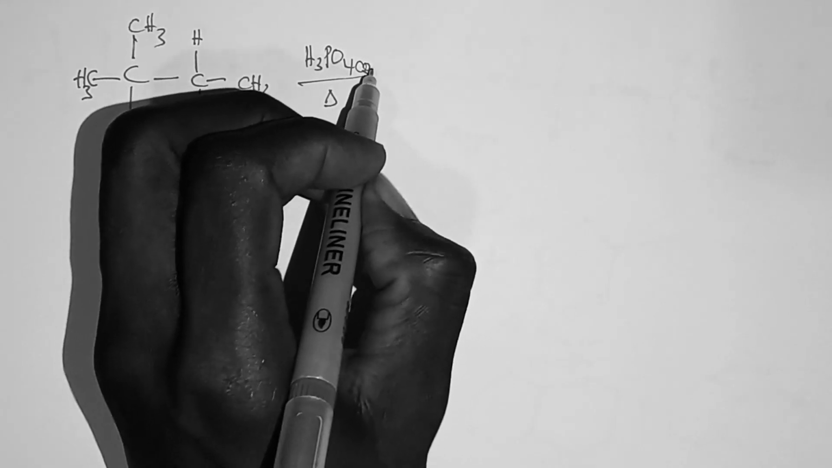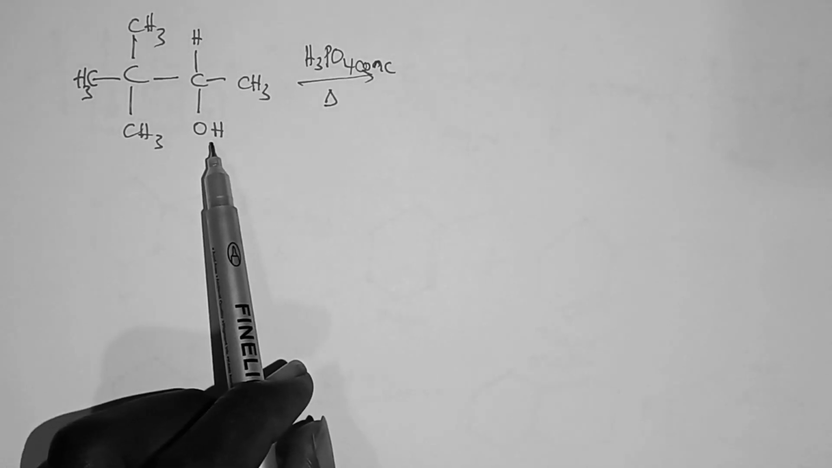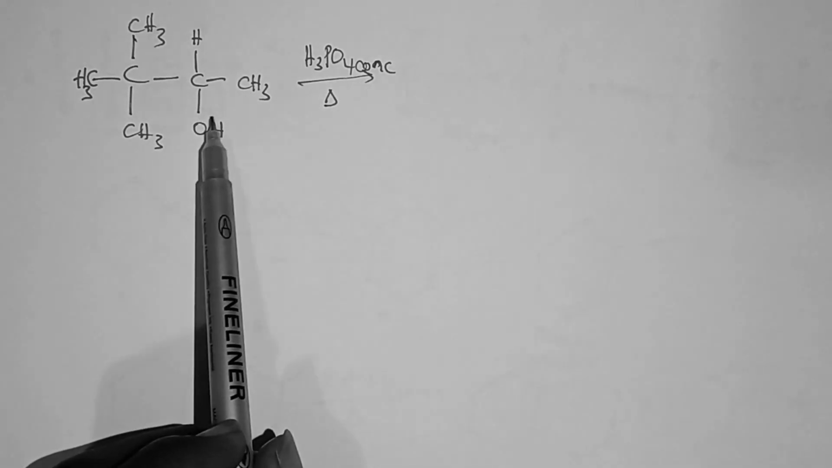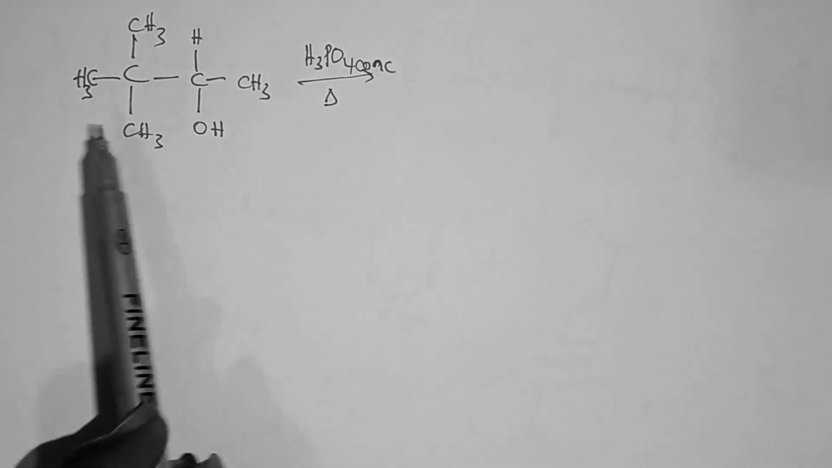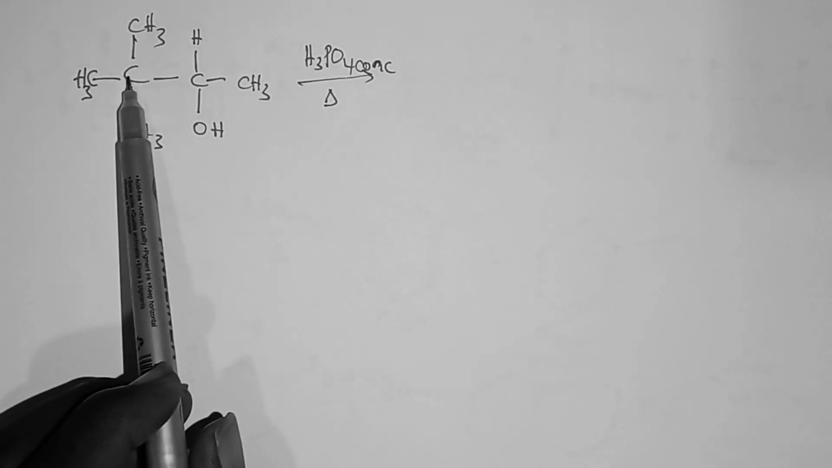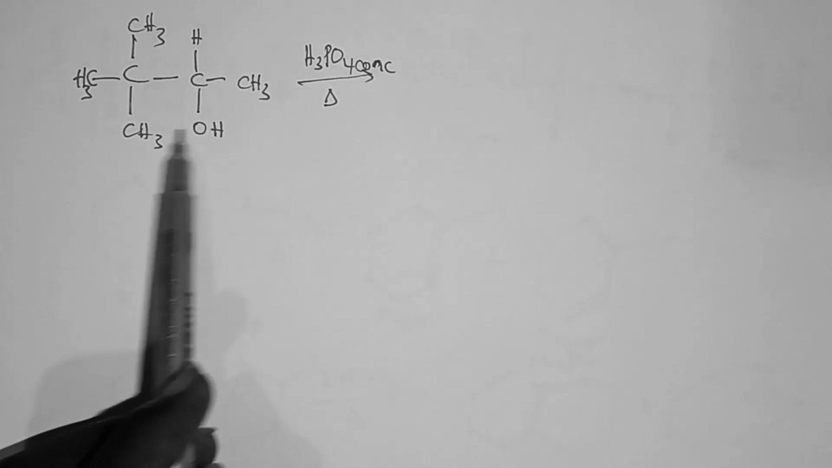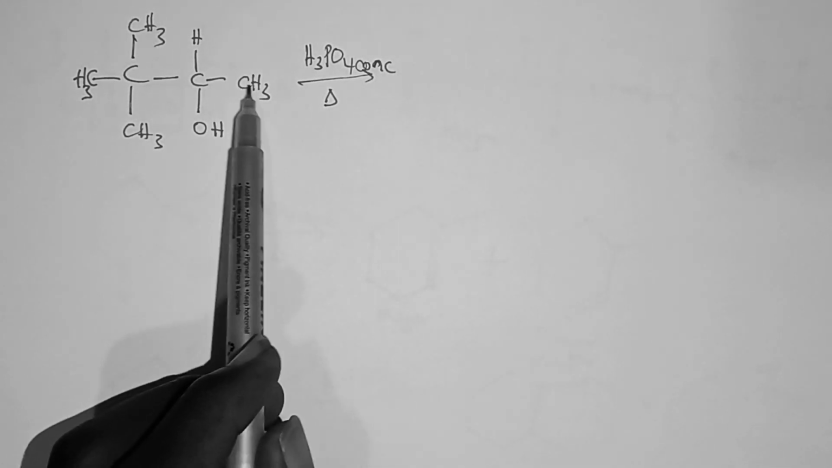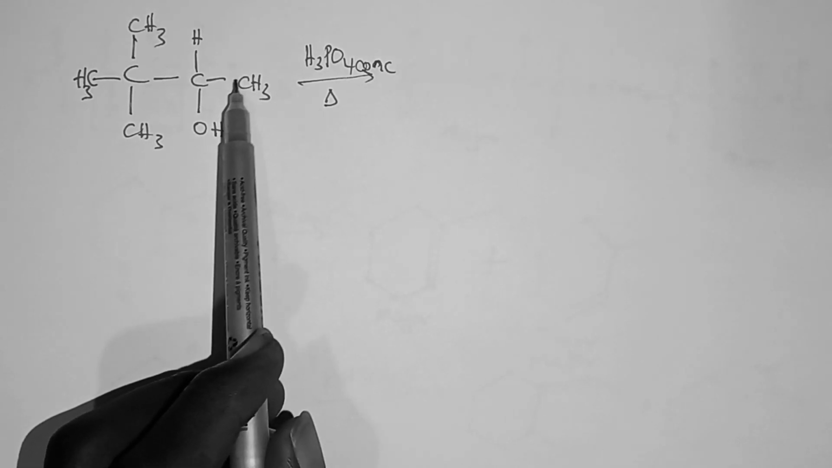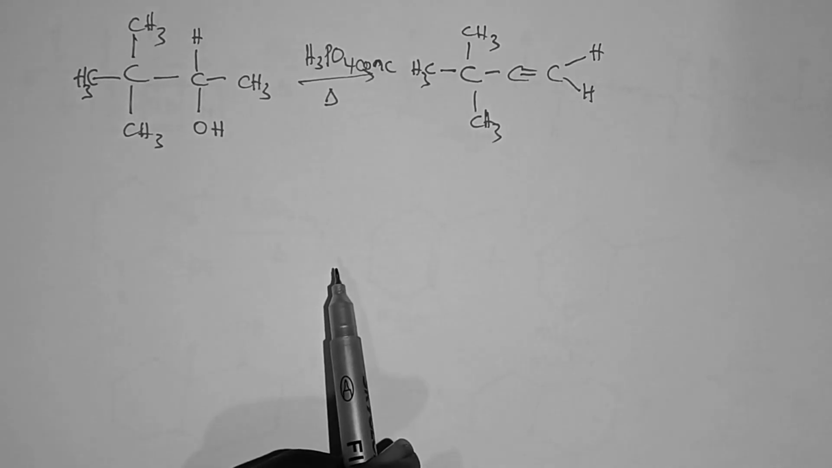How many products will this reaction form? This molecule in concentrated phosphoric acid, what will be the product? You see that this reaction will only form one product. And it will form one product because with reference to this carbon, there is no proton to go together with the OH to form water. This is the only place where there is a proton, and therefore it will form only one product. So this is the product that we are going to form.